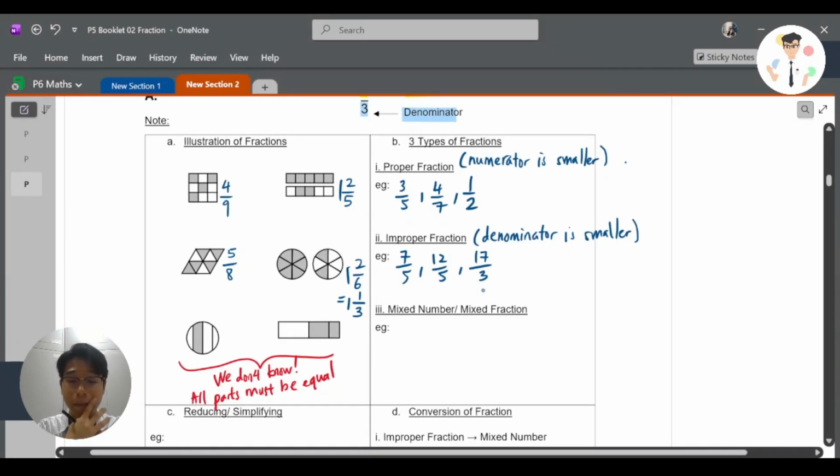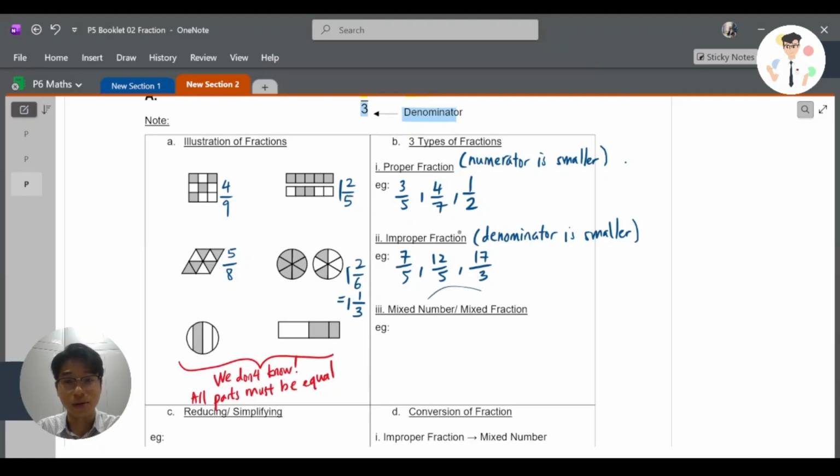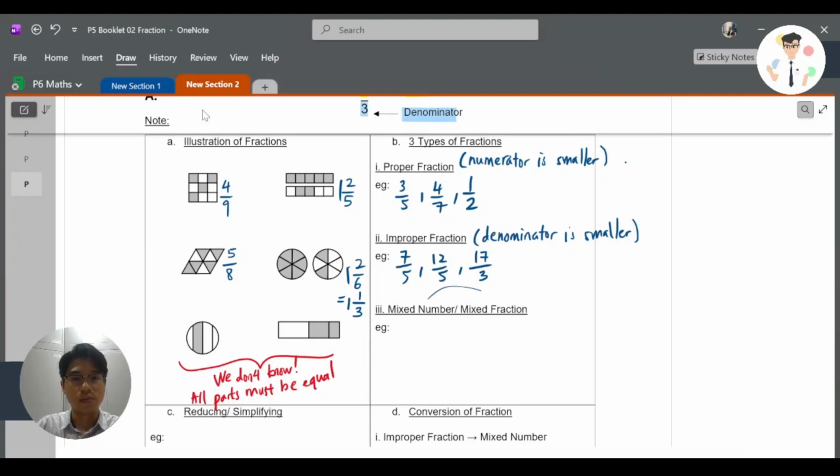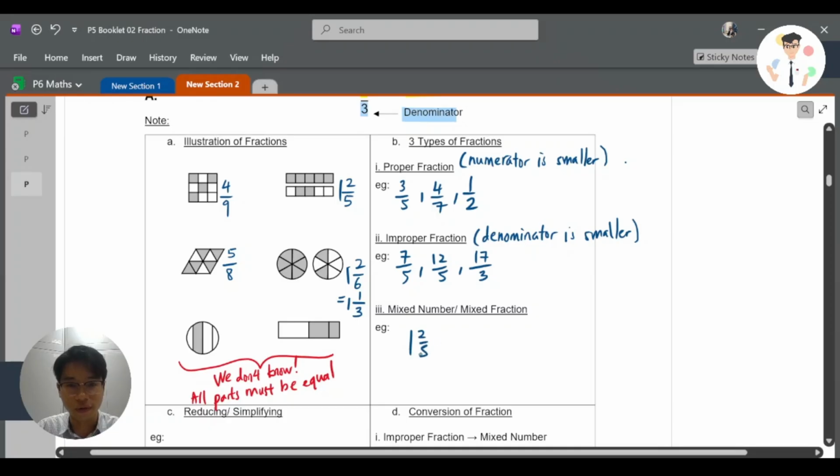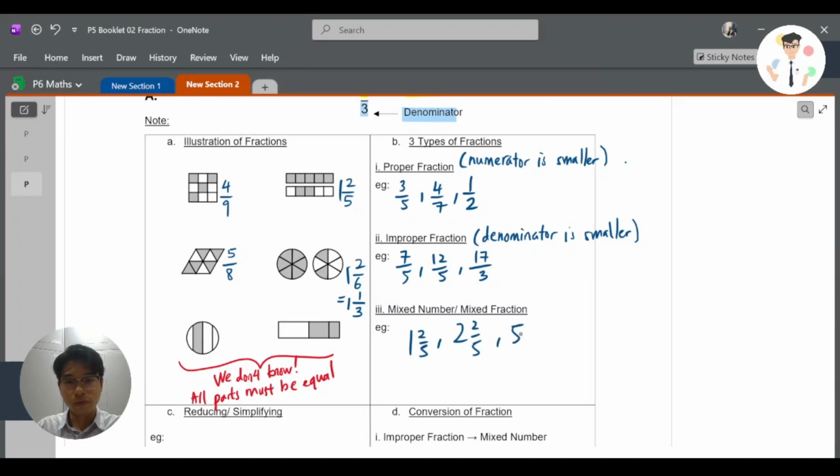Okay, and the third one is the mixed number. It is something like what we have seen just now, like 1 and 2 out of 5, or 5 and 2 out of 3. These are what we call mixed numbers. We have an extra number on the side. Again, we call it a mixed number. So far so good.